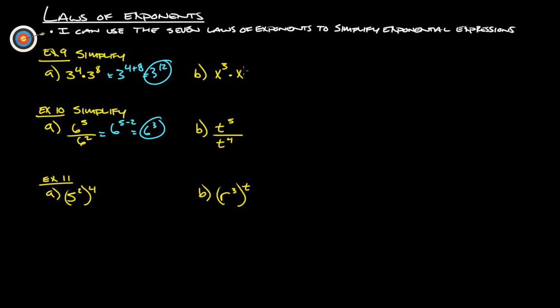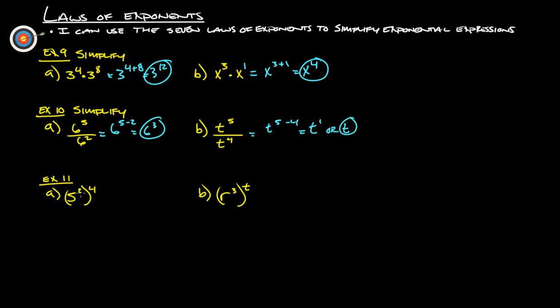Oops, I'm going down when I should be going sideways here. Sorry, x to the 3rd times x. Now, if there's no exponent there, it should always be a 1. So just put a 1 in there. So that's x to the 3 plus 1, which is x to the 4th. And this one here, again, subtraction. t to the 5 minus 4 is t to the 1st, or simply just t.